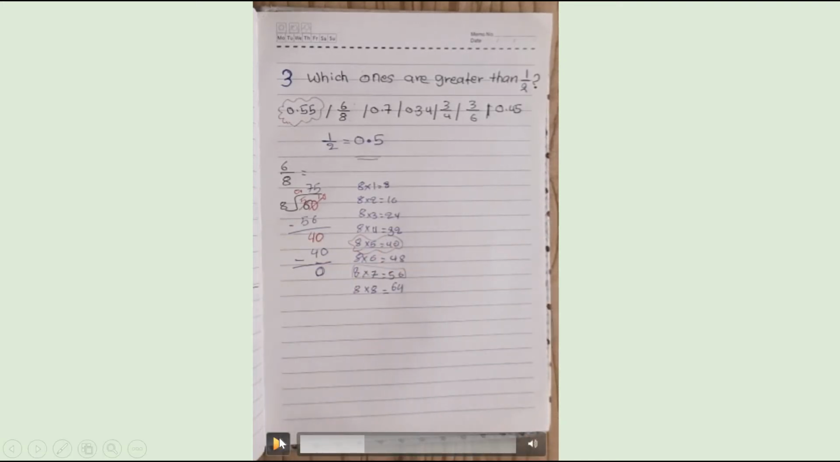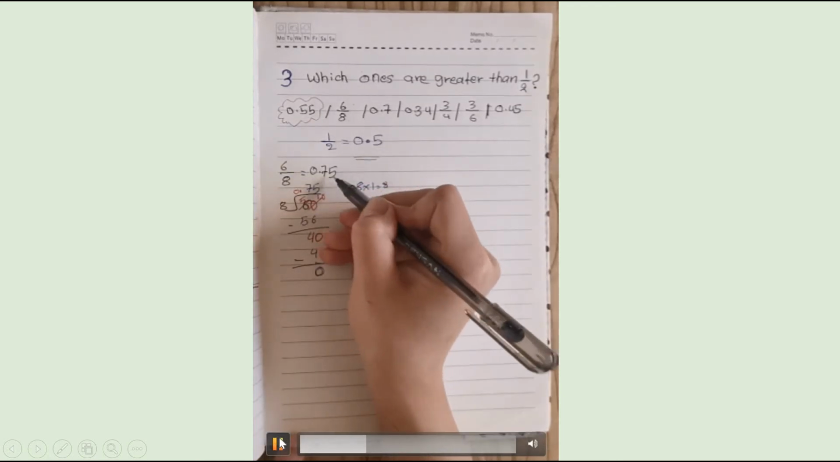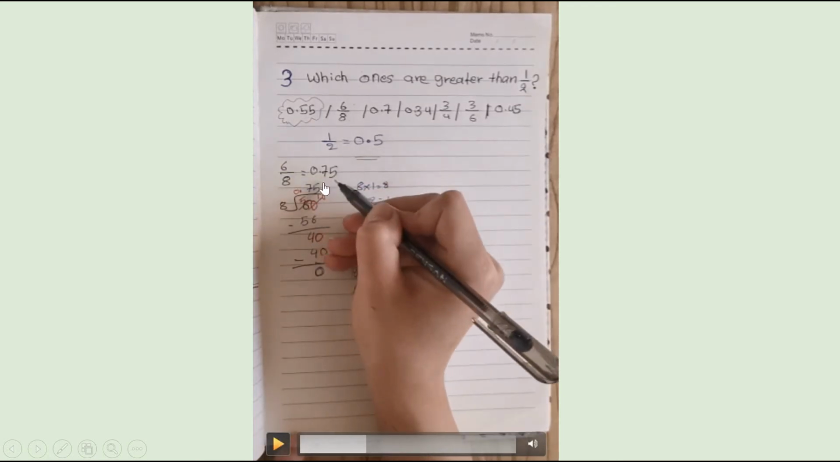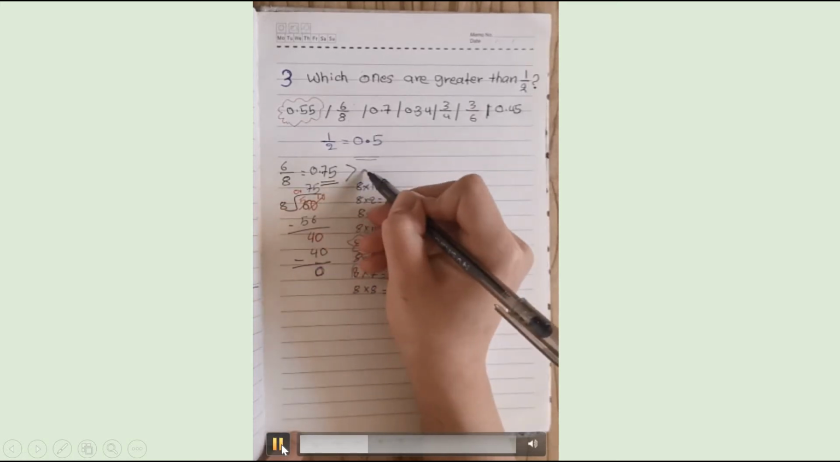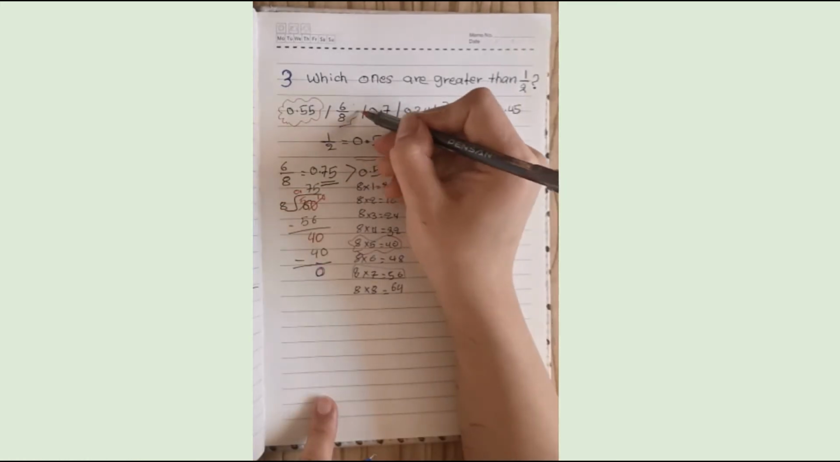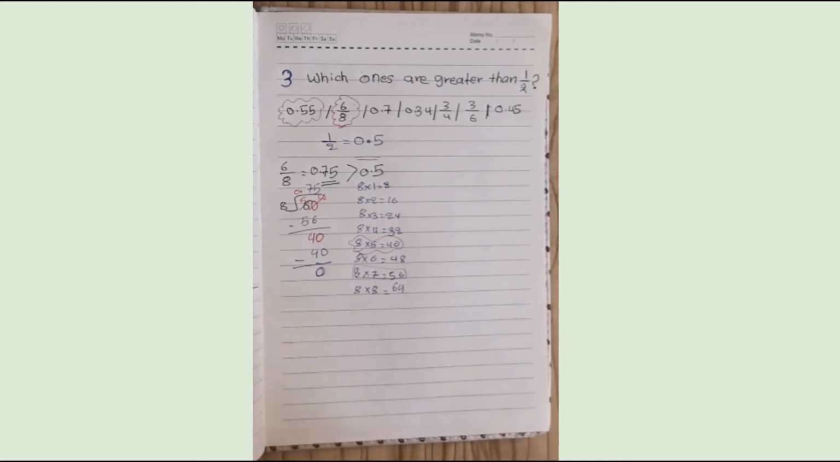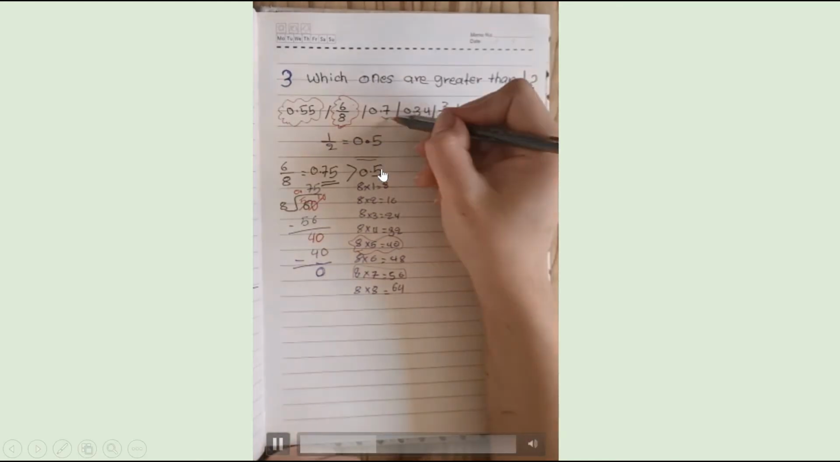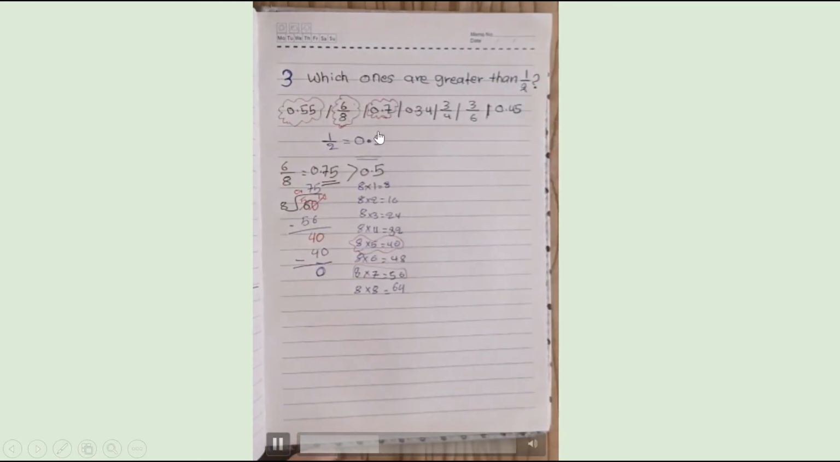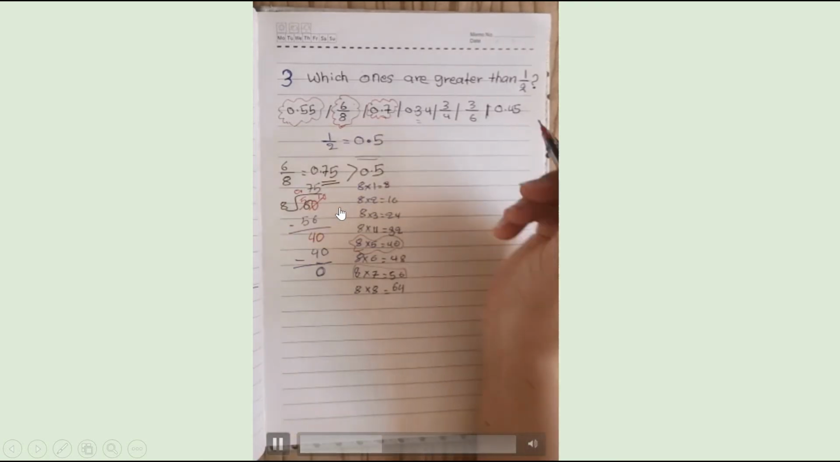So 6 out of 8 is equal to 0.75. Now 7 here is in the 10th place. 5 here is in the 10th place. 7 is bigger than 5, so 0.75 is bigger than 0.5. And since 0.75 is equal to 6 out of 8, we can say that 6 out of 8 is bigger than 0.5 as well. Again, 0.7 is bigger than 0.5 because 7 is bigger than 5 and they are both in the 10th place.